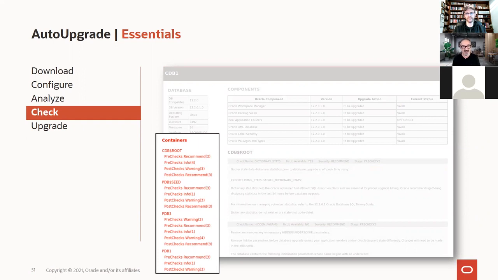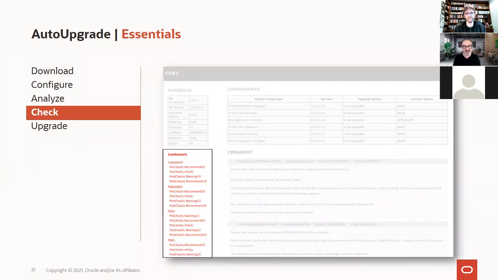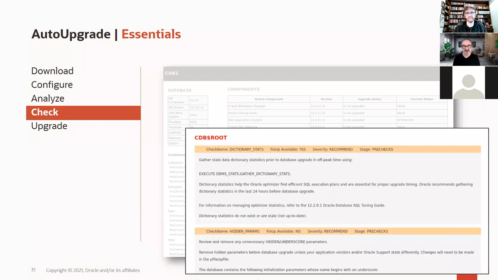Let us check here the first part recommended for CDB $root. And here you see that we found 2 things. First of all, dictionary statistics need to be refreshed. Now the command is here, but you see also in the apricot line, there's fix up available, yes. That means if you don't do it, AutoUpgrade does it for you. So you don't have to care.